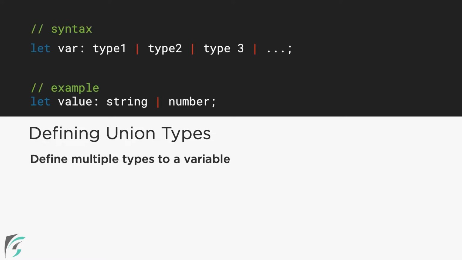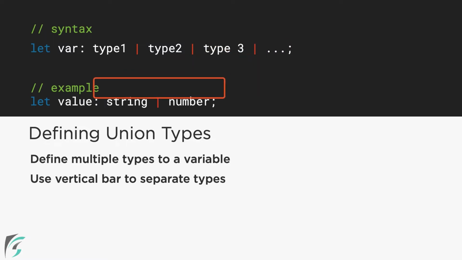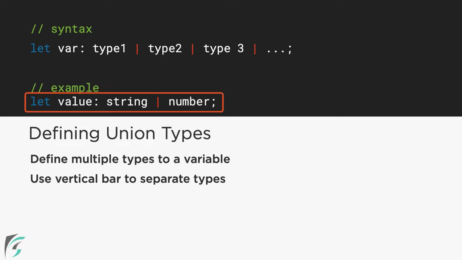Defining union types in TypeScript. Union types are a way of defining several types that can be assigned to a variable. Now let's see how we can do that. Here is the syntax. Let var followed by colon and then the types. Each type has to be separated by the vertical bar character. For example, here in this value, we can assign a string type value or number type value.